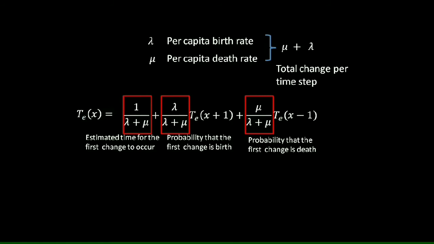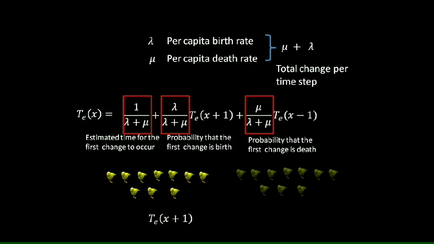Although there exists a detailed proof of this, the idea can also be understood intuitively. Consider there are x birds present. If the first change is a birth, then clearly the new population is x plus 1. So the expected time when it will go extinct is clearly TE of x plus 1. Similarly, if the first change is a death, the new population would become x minus 1. Hence, the extinction time will become TE of x minus 1. Next, we simply multiply the times with their respective probabilities.